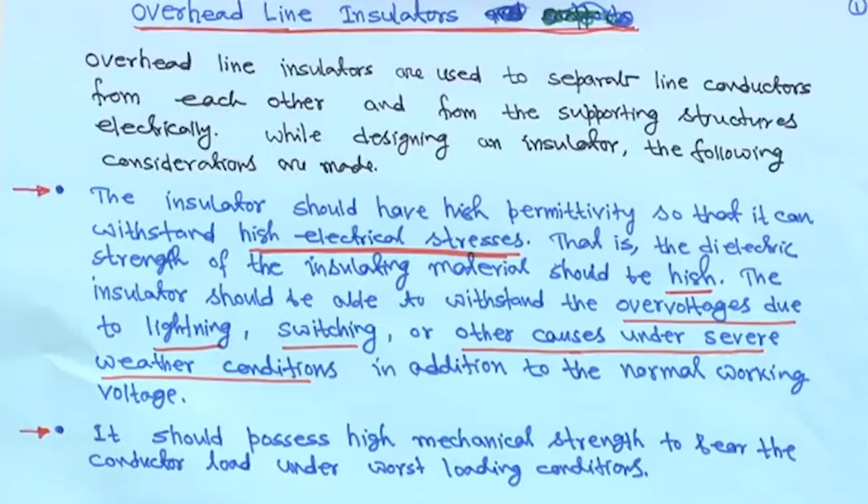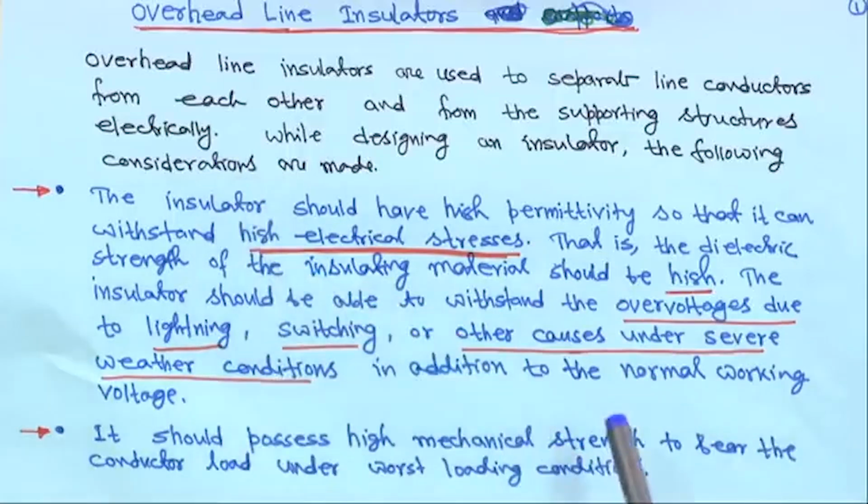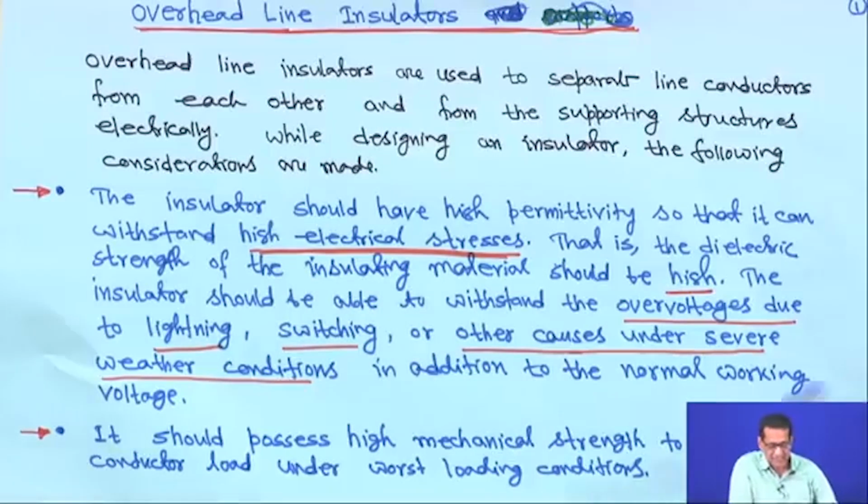So, first we will give the description of this type of insulators, but it is a video lecture class, so I have to skip some things, and whatever the basic things, we will try to understand. So, first thing is that overhead line insulators are used to separate the conductors from each other and from the supporting structure electrically, right. While designing the insulator, the following considerations are made.